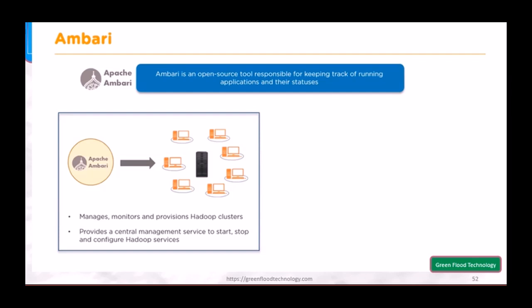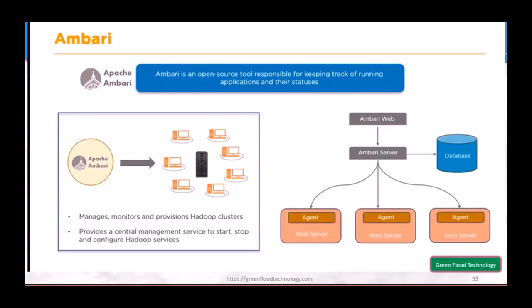or starting, stopping, and reconfiguring Hadoop services. It gives us step-by-step processing for installing Hadoop services and handles configuration of Hadoop services. Here we have the Ambari web, the Ambari server, a database, and host servers. This is how Apache Ambari is used for management and monitoring, or the provisioning, managing, and monitoring of an Apache Hadoop cluster.